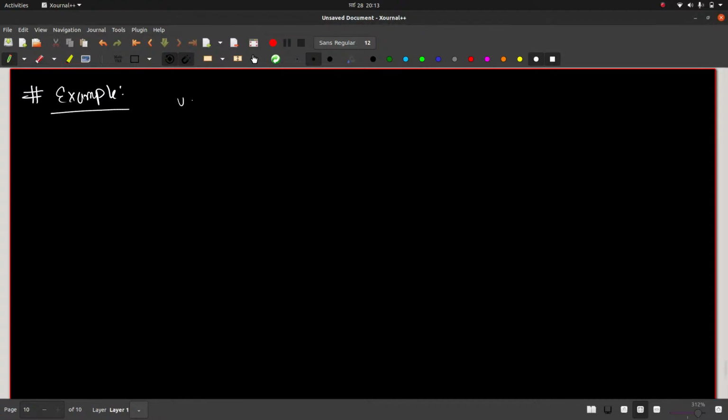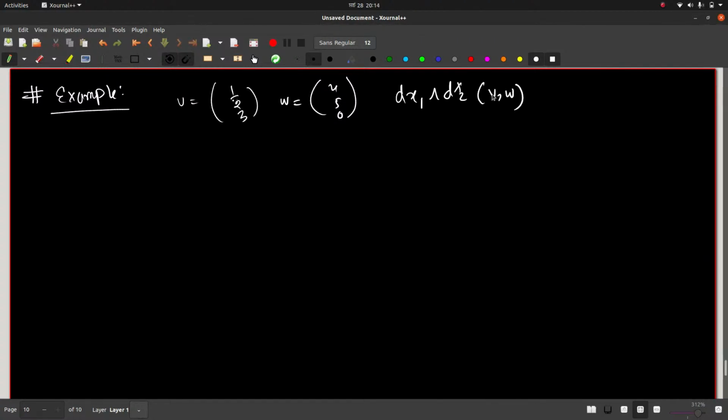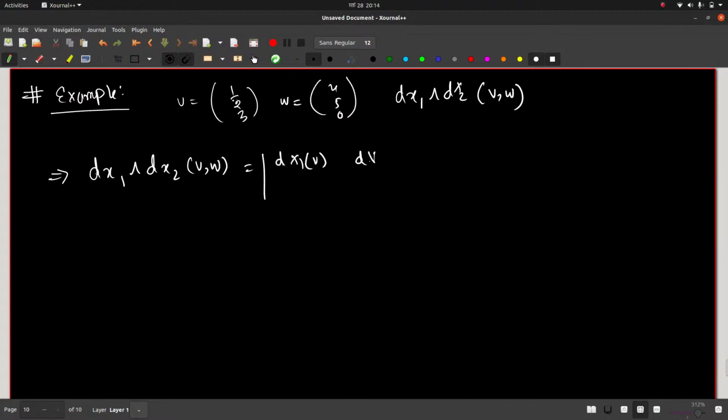Let's say I have two vectors, v given by (1, 2, 3) and w given by (4, 5, 6), and we want to find out what is dx1 wedge dx2 when this is acting on v and w. So if we recall the discussion we just had a few minutes ago, this is just the determinant of dx1(v), dx1(w), dx2(v), and dx2(w).